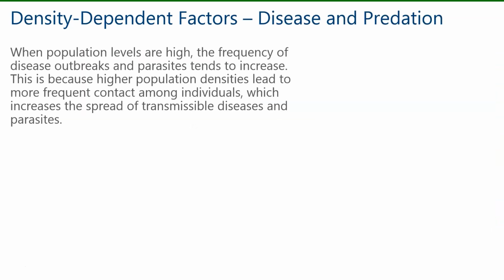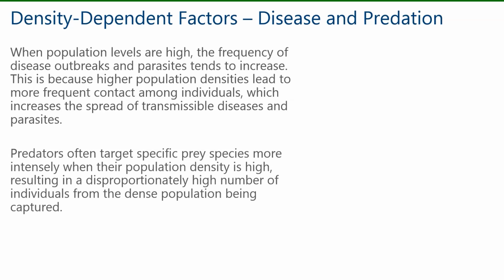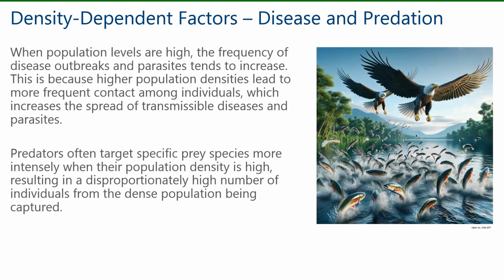When population levels are high, the frequency of disease outbreaks and parasites tends to increase. This is because higher population densities lead to more frequent contact among individuals, which increases the spread of transmissible diseases and parasites. Predators often target specific prey species more intensely when their population density is high, resulting in a disproportionately high number of individuals from the dense population being captured.